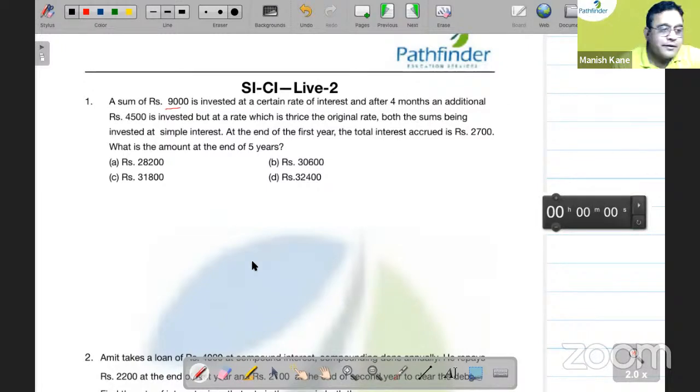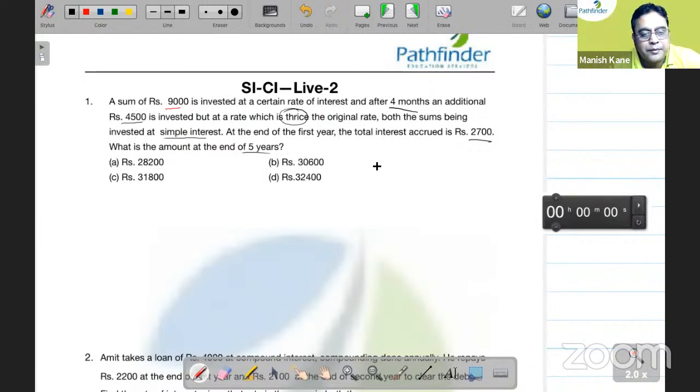question in an exam. A sum of 9,000 rupees is invested at a certain rate, and after 4 months, an additional 4,500 rupees is invested, but at a rate which is thrice the original rate. Both the sums are invested at simple interest. At the end of the first year, the total interest accrued is 2,700. What is the amount at the end of 5 years? So straight away, you are asked what will be the amount at the end of 5 years.